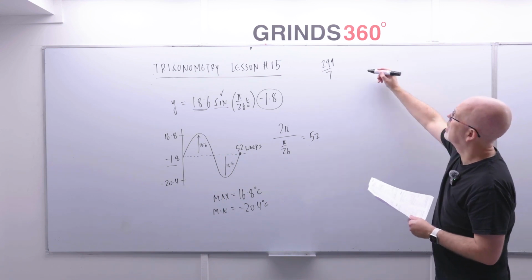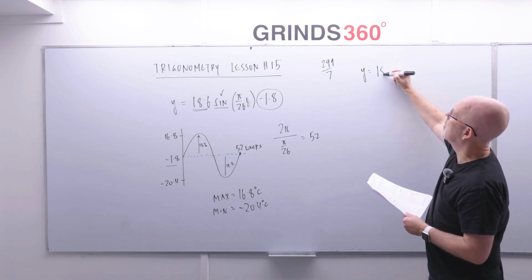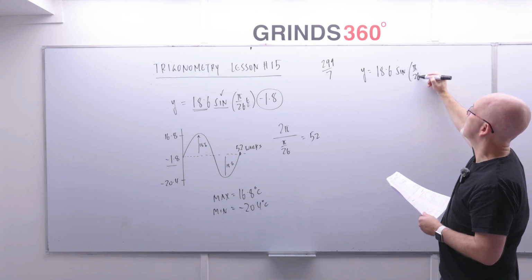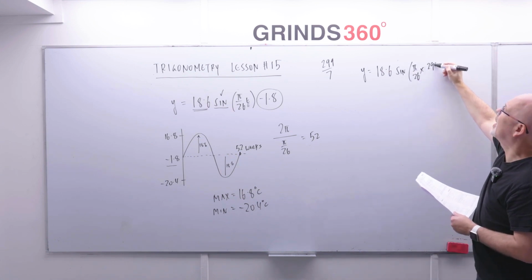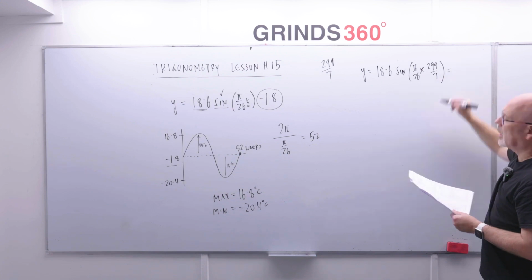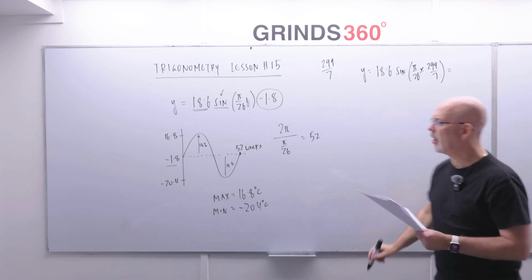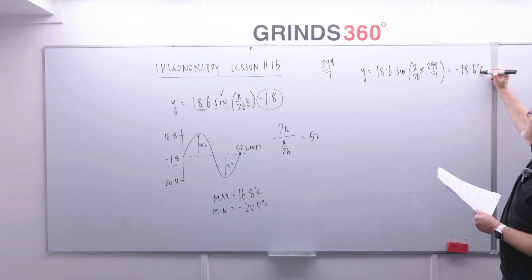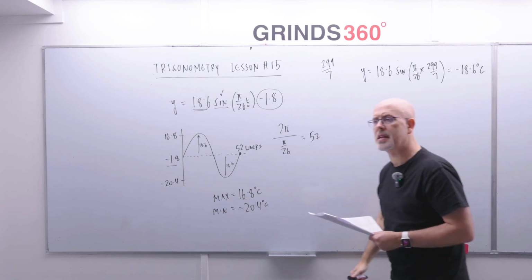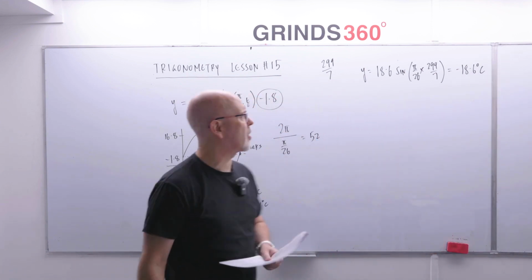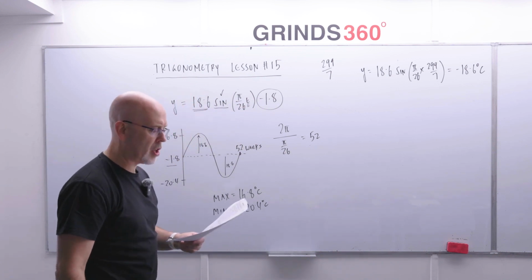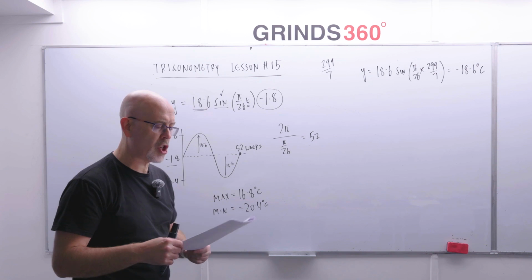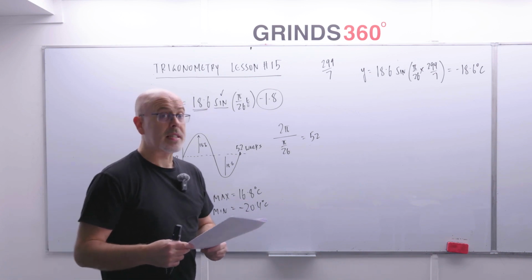So I'll sub the value in. Then y is equal to 18.6 times sine of pi over 26 by 299 over 7. And then I can just dump that whole thing into my calculator, and it comes out at about minus 18.6. It says to 1 decimal place, so it's minus 18.6 degrees Celsius is the temperature on Christmas Day, 299 days after the start of March. So that's cold. That's definitely a white Christmas.